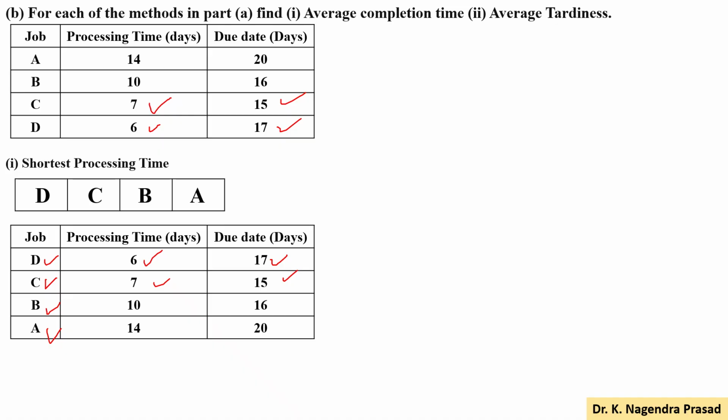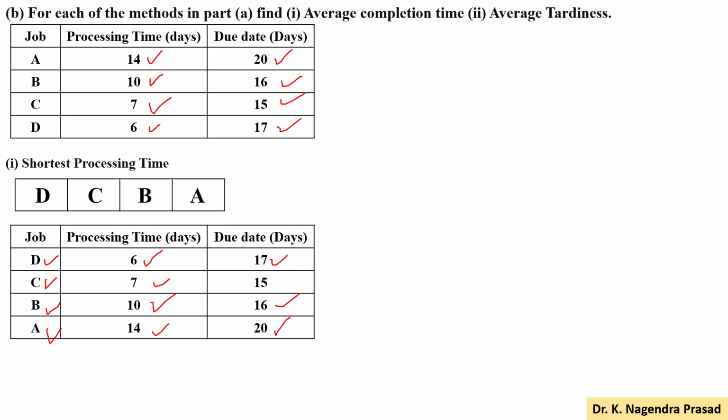And next is job B, the processing time is 10 and the due date is 16. So write down 10 and 16 in the new table. And the last one is job A, the processing time is 14 and the due date is 20. So I have to write down 14 and 20 for job A.